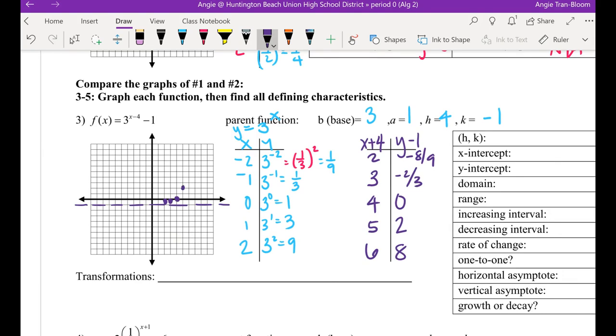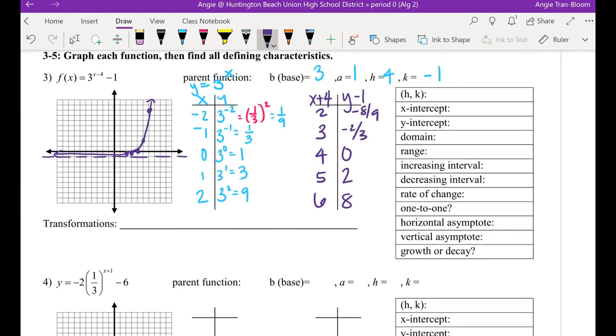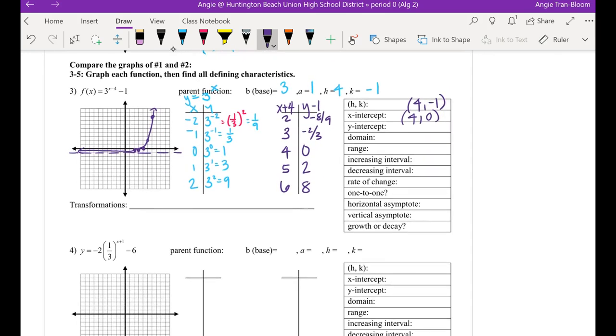5 is 2 and 6 is now 8. All right. Remember, this goes left forever, just cannot touch the asymptote. Did you guys fill out the h and the k? What are those? 4, -1. X-intercept at 4, 0. Y-intercept, I gotta solve that, right? Y-intercept is when x is 0. Would you guys agree? Yeah. All right, let me work that out.